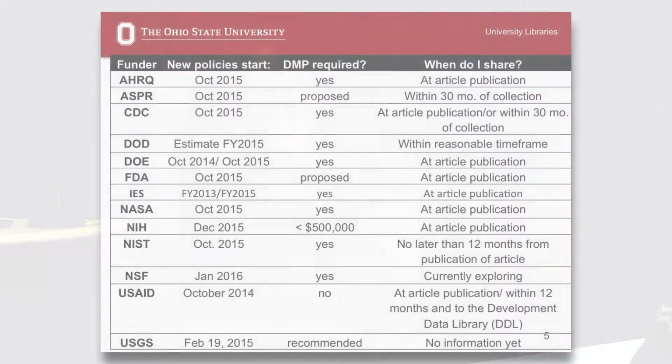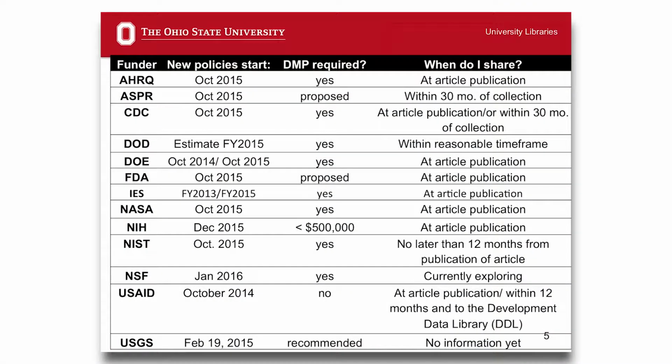We expect we still have 5 or 6 more agencies out there that haven't released anything. The trend, as you can see, is that they want a data management plan. They're going to start enforcing it probably at the end of this year. Their language is encouraging you to share your data.